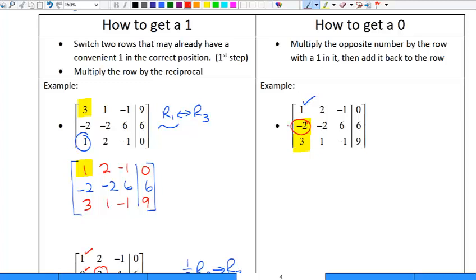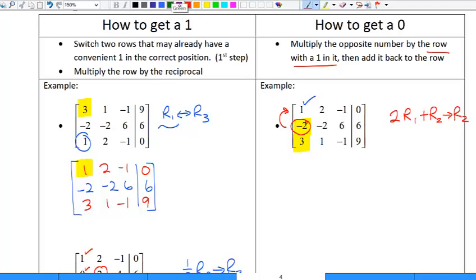In order to get this negative 2 to be a 0, the instructions say to get a 0, you need to multiply the opposite number by the row with a 1 in it and add it back to the row. Okay, let's take that real slow. Multiply the opposite number. So I have a negative 2. What is the opposite number of negative 2? Well, the opposite of negative 2 is positive 2. Multiply that by the row with the 1 in it. Which row has the 1 in it? Well, in this case, it's row 1. Row 1 is the row with the 1 in it. Then add it back to the row you're changing. In this case, I'm messing with the negative 2, so I'm putting it into row 2. Put it back into the same row.